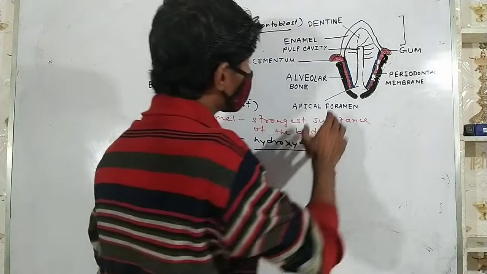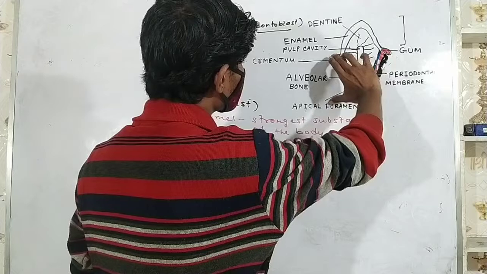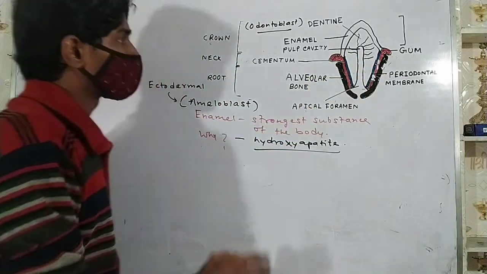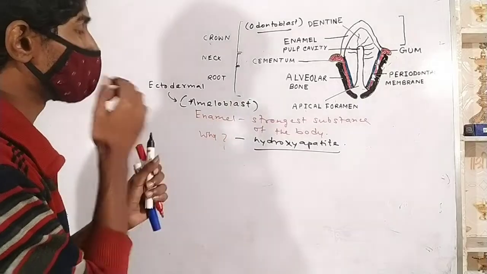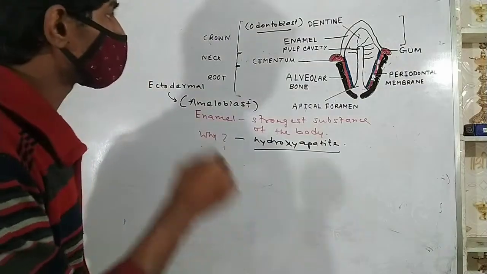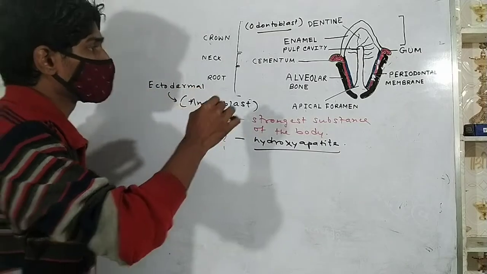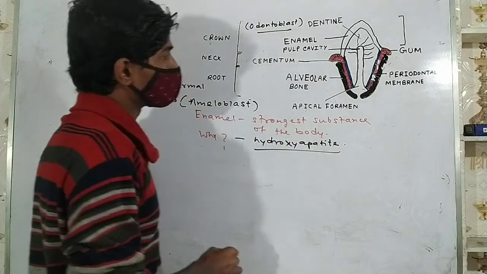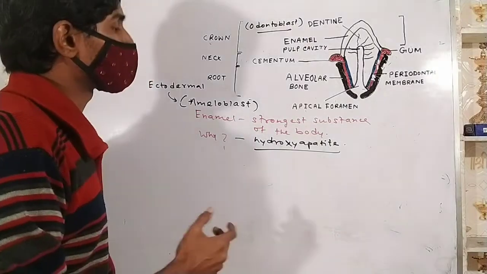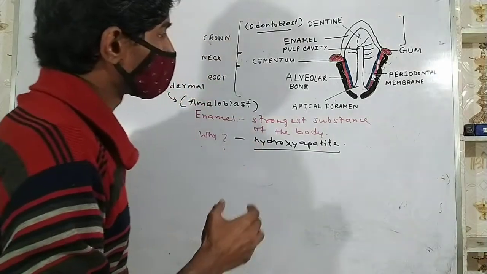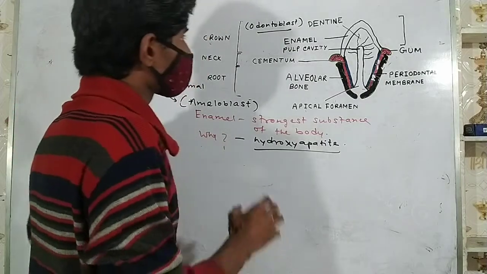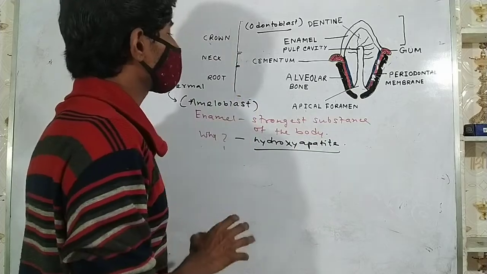Now you can see that this is the root portion, and the root portion of the tooth is covered by cement, or we can call it cementum. After that, the cementum is covered by the periodontal membrane. The periodontal membrane is made up of collagen fibers, so it helps the tooth to be attached to the socket. So that's the general anatomy of the tooth.